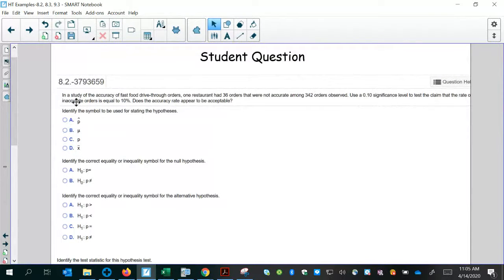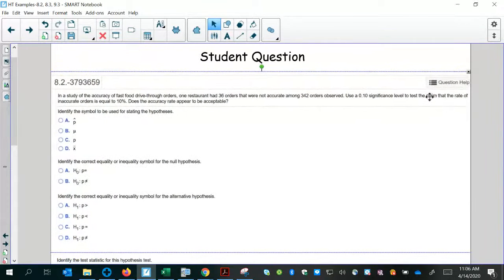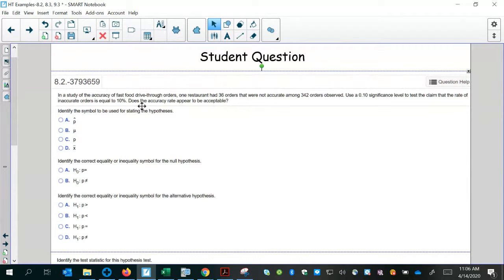So I'll read here. It says, in a study of accuracy of fast food drive-through orders, one restaurant had 36 orders that were not accurate among 342 orders observed. Use a 0.10 significance level to test the claim that the rate of inaccurate orders is equal to 10%. Does the accuracy rate appear to be acceptable? Identify the symbol to be used for stating the hypotheses.